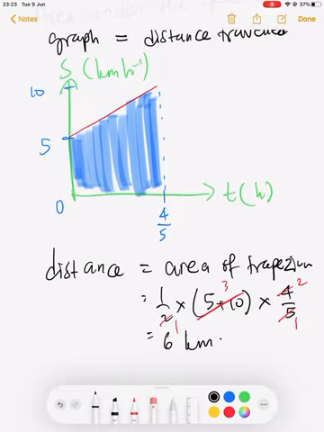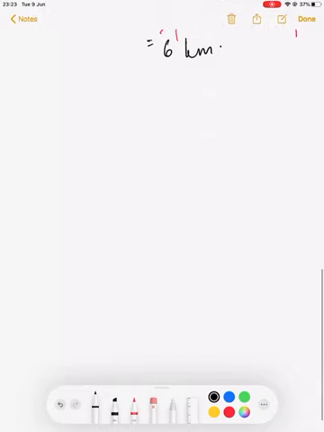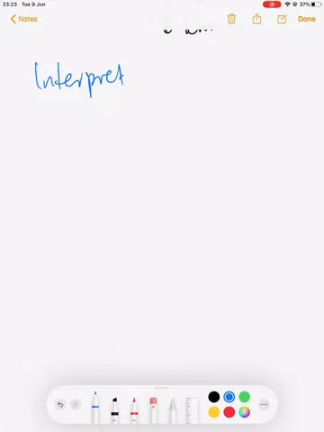Okay, next, how do you interpret a speed-time graph? Interpret speed-time graph.